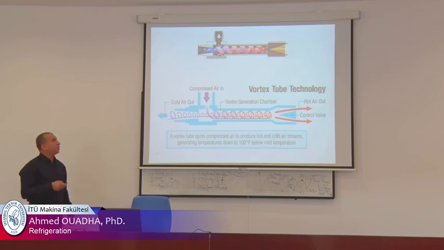So it needs compressed gas, for example compressed air. It enters from here and undergoes a vortex. When it arrives here, the hot gas at the periphery will escape from the valve, and the core of the fluid is returned back as cooled.